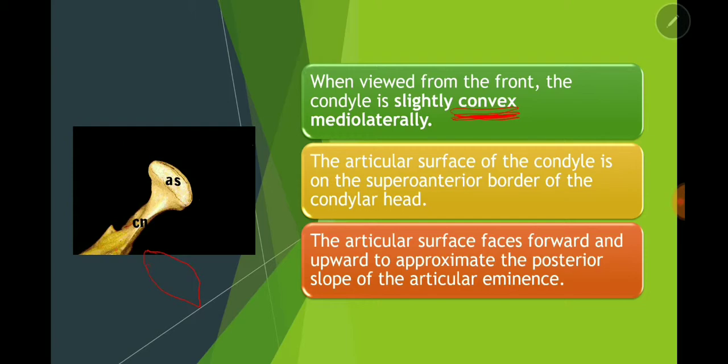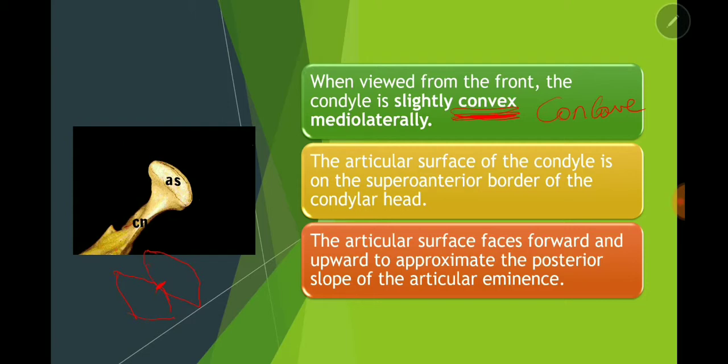Now, what's the opposite of convex? If you put two convex objects together, for example two footballs, there's no stability. It's not going to be stable and you can't move. So you need something opposite to convex. What's opposite to convex is concave. So if the condyle is convex, the glenoid fossa has to be concave.